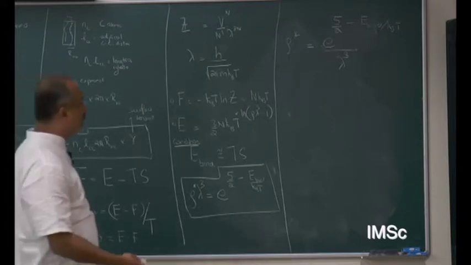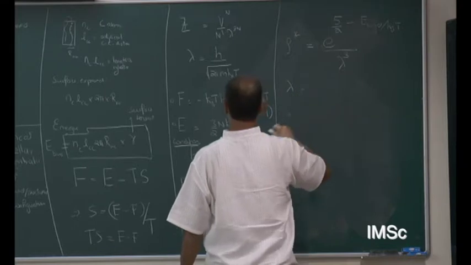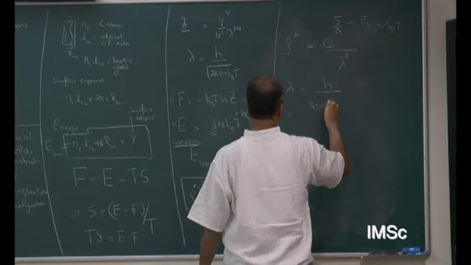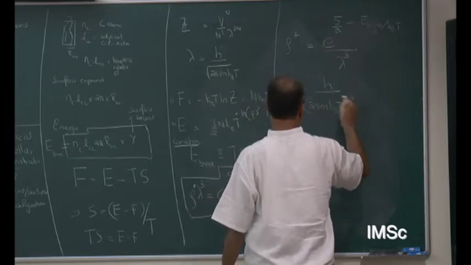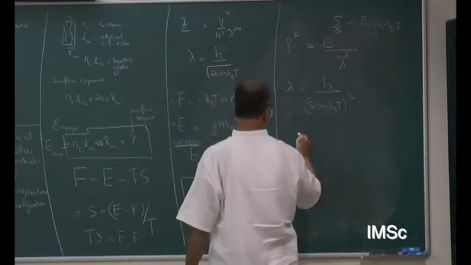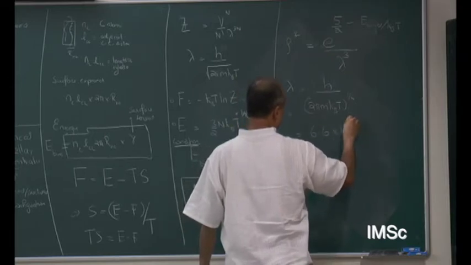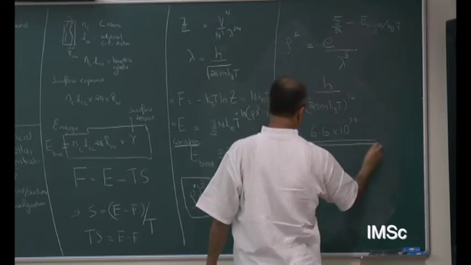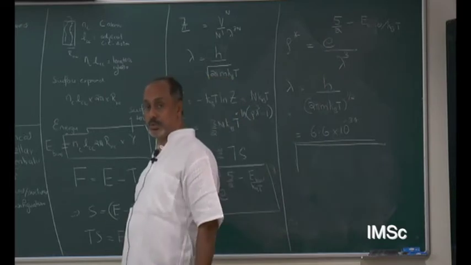So let's just calculate a few parts of this. Let us try and calculate the value of lambda first. So lambda is h divided by (2 pi m kBT) to the power 1/2. Okay? So first of all, h is 6.6 into 10 to the power minus 34 in MKS units. What appears in the denominator is a factor of 2 pi, which is 6.28.